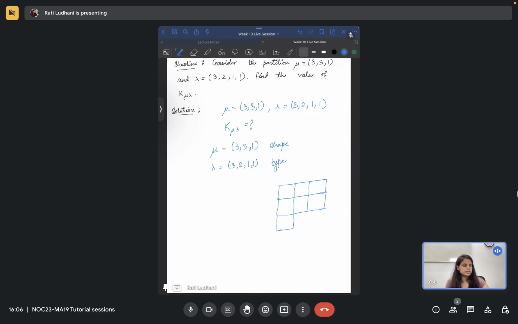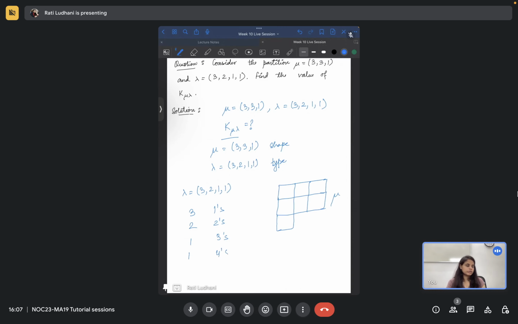Okay, so this is mu. So mu is 331. So first row will have 3 blocks, and second row will have 3 blocks, and third row will have 1 block. Now we need to calculate this K mu lambda. So let's see. Again, what does type say? Type says you consider 3 ones. 3 ones, yeah. 2 2s, 1 3s, 4 1s. Yeah, exactly. Very good.